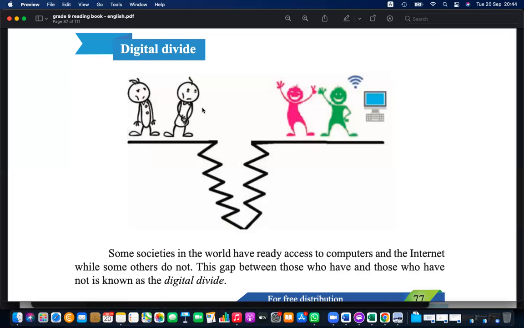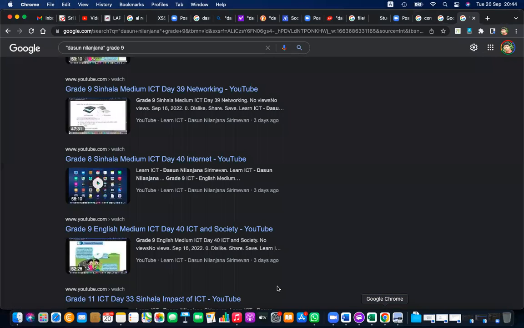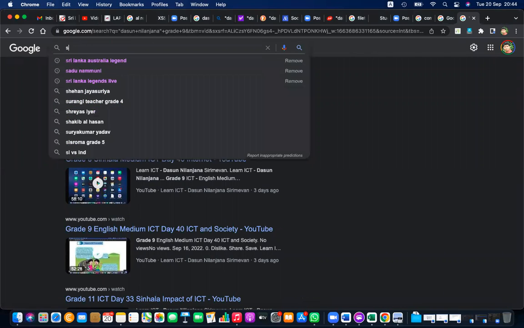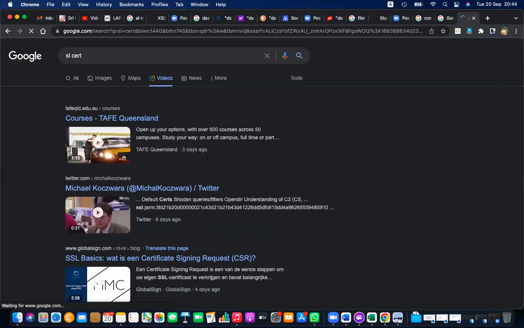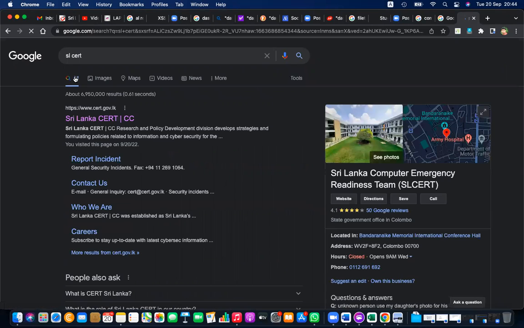Then, actually, in such a situation, there is a place that you can report that. That is called SL CERT. If something unpleasant happens in the internet environment, quickly report to SL CERT. That is the Sri Lanka Computer Emergency Readiness Team.